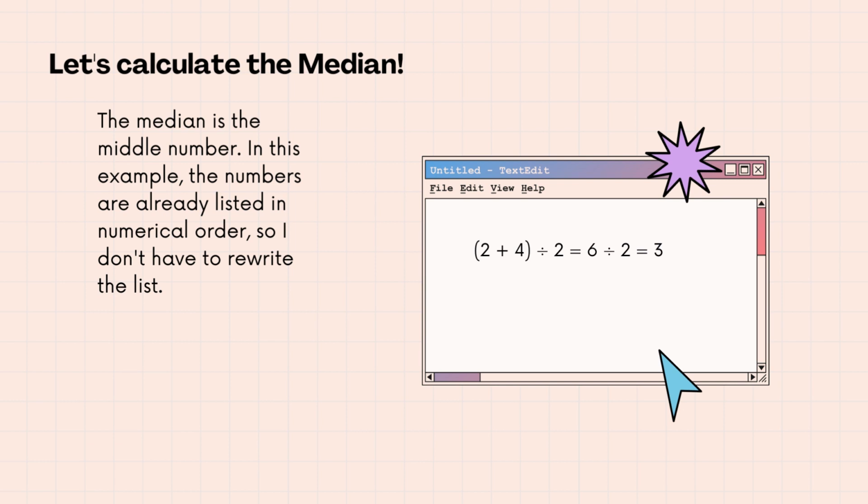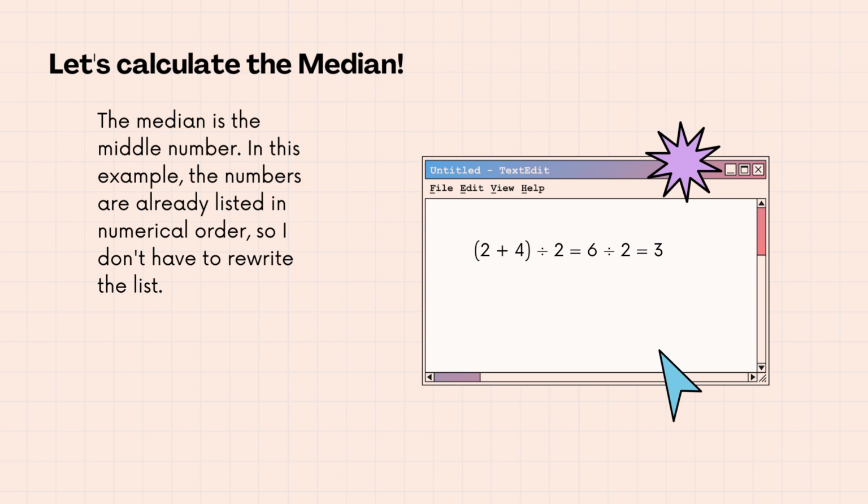Because of this, the median of the list will be the mean, that is the usual average, of the middle two values within the list. The middle two numbers are 2 and 4. So 2 plus 4 divided by 2 equals 6, divided by 2 equals 3. So the median is 3, and it is a value that isn't in the list at all.